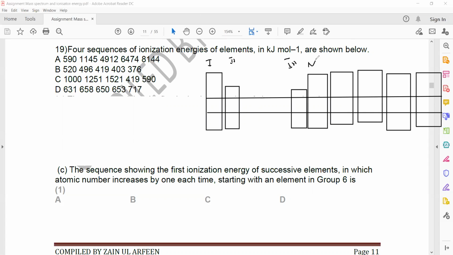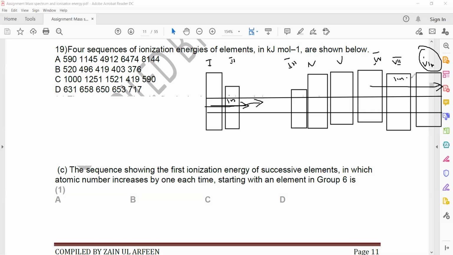4, 5, 6, 7, and group 8. So example, they mentioned the first element should be group 6. So group 6, 7, 8, what will happen? It will increase. But then as one more atomic number increases, you'll move to another period. So as you move to another period, this element of group 1 will have a lower ionization energy than group 8. And moving from 1 to 2 across the period, again it will increase.